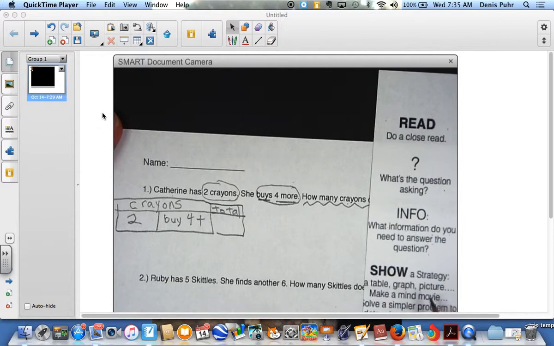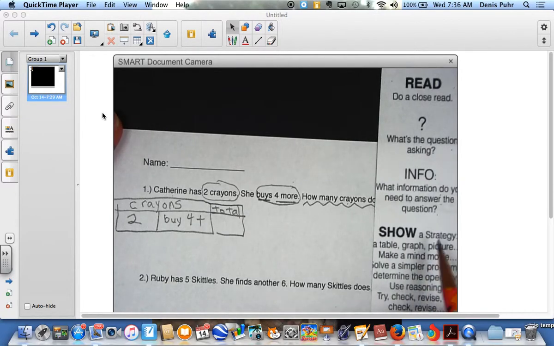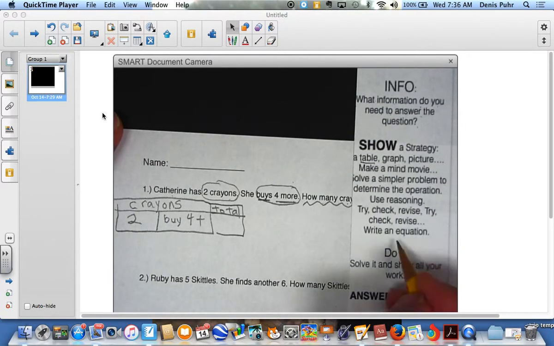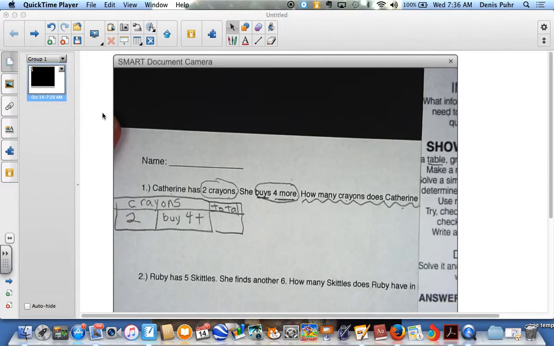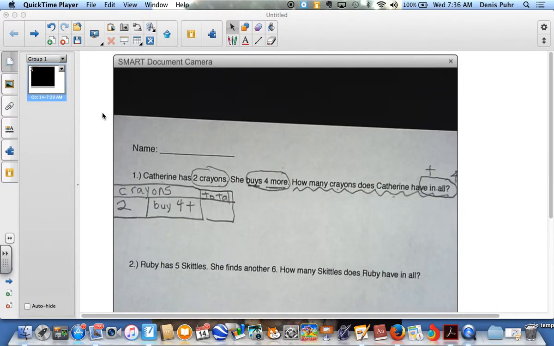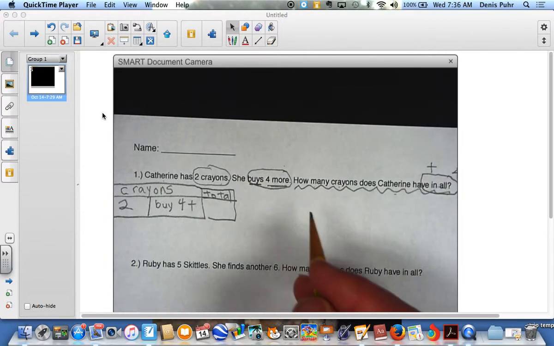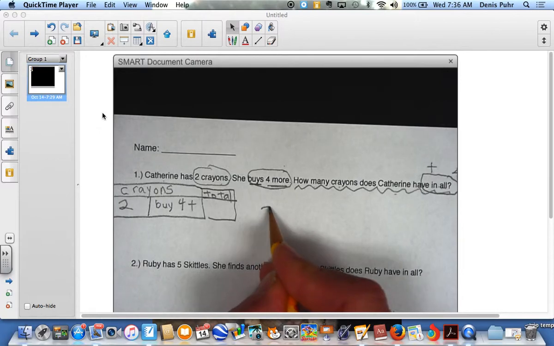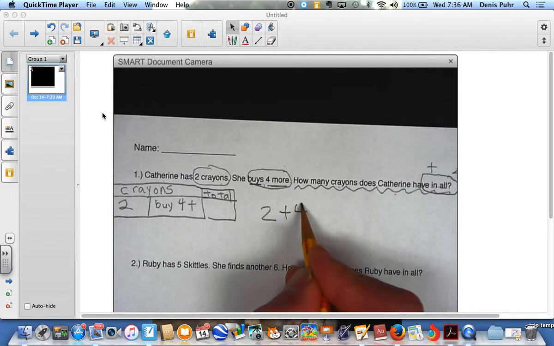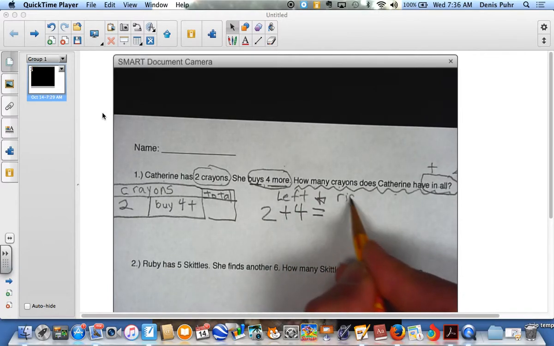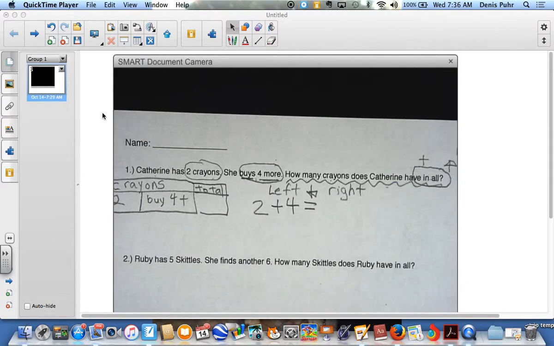Okay, so I'm showing it. I'm listing the information. I drew a table. Now, good math people don't just draw tables, they do what's called an equation. An equation has a left side and a right side. So by looking at this, I've determined that this is going to be addition. She goes into the store, and I know she already has 2. And then she buys 4 more. So here's the left side. We have an equal sign, and then we have to have a right side. So click pause and solve this problem.